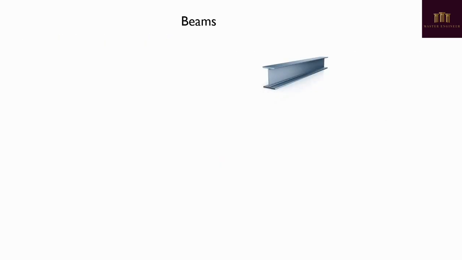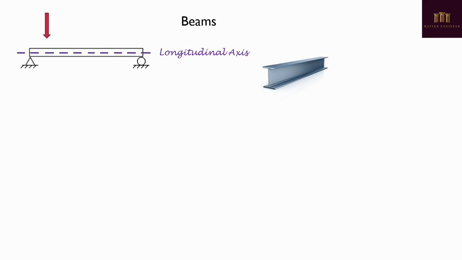Beams. A beam is a properly supported structural member capable of carrying loads that are perpendicular to its longitudinal axis, as shown here. An applied load could be concentrated at a specific point, also called a point load, or it could be a uniformly distributed load, also called UDL.